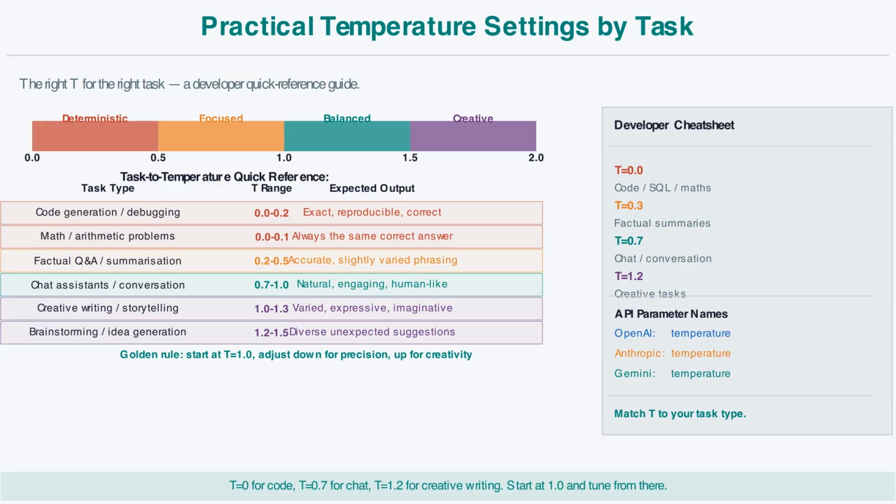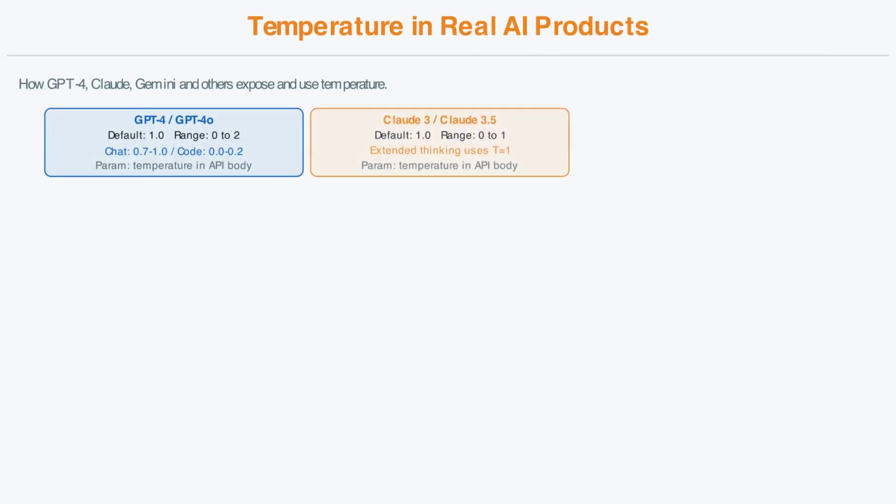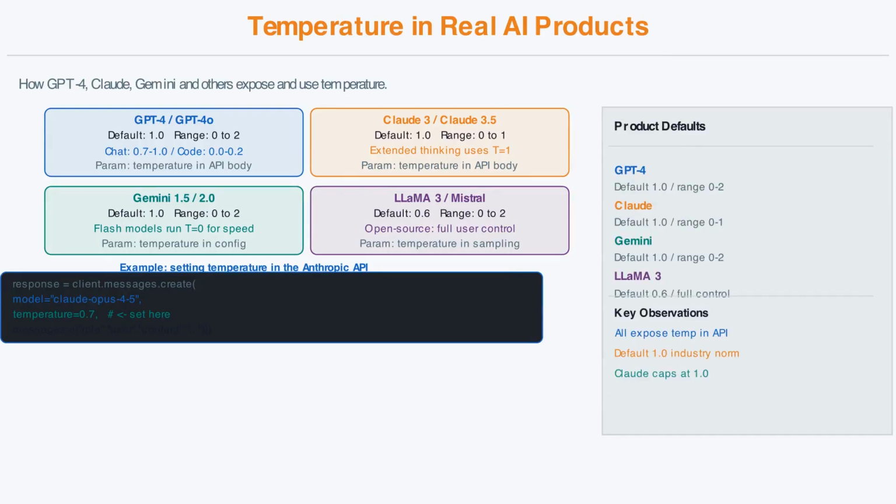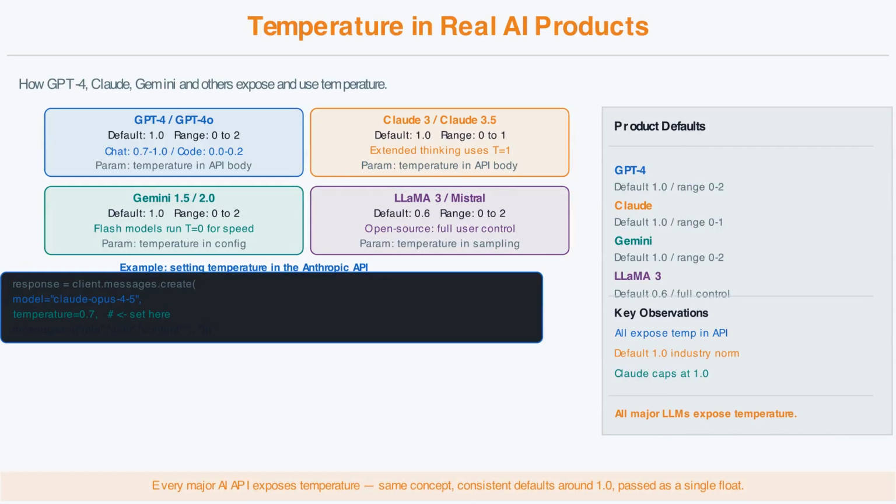The temperature parameter is named the same way in every major API. OpenAI, Anthropic, and Google all use the key temperature. Every major AI product exposes temperature through their API. GPT-4 and GPT-4o from OpenAI default to 1.0 with a range of 0 to 2. For coding tasks, OpenAI recommends 0 to 0.2. For chat and creative tasks, they suggest 0.7 to 1.0.